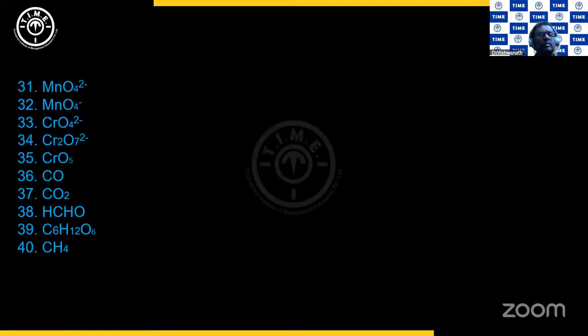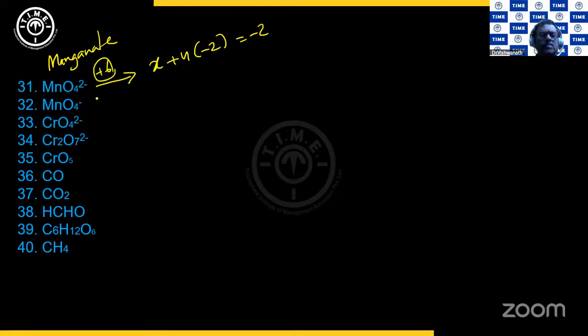But wherever the thing looks more difficult, I'll show it for you. MnO4 2- is manganate. 31 is manganate, 32 is permanganate. So manganese, X plus 4 into -2 equals -2. So X is +6. And here you know it is +7.